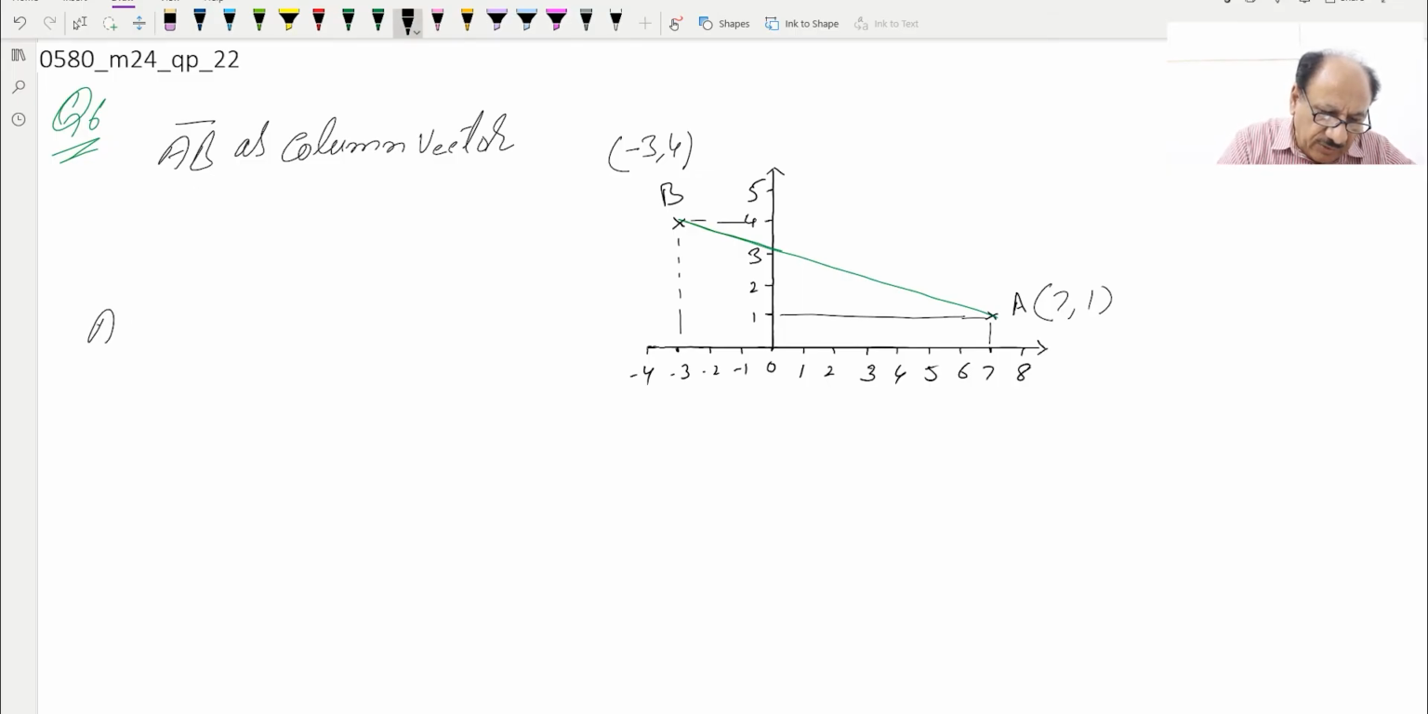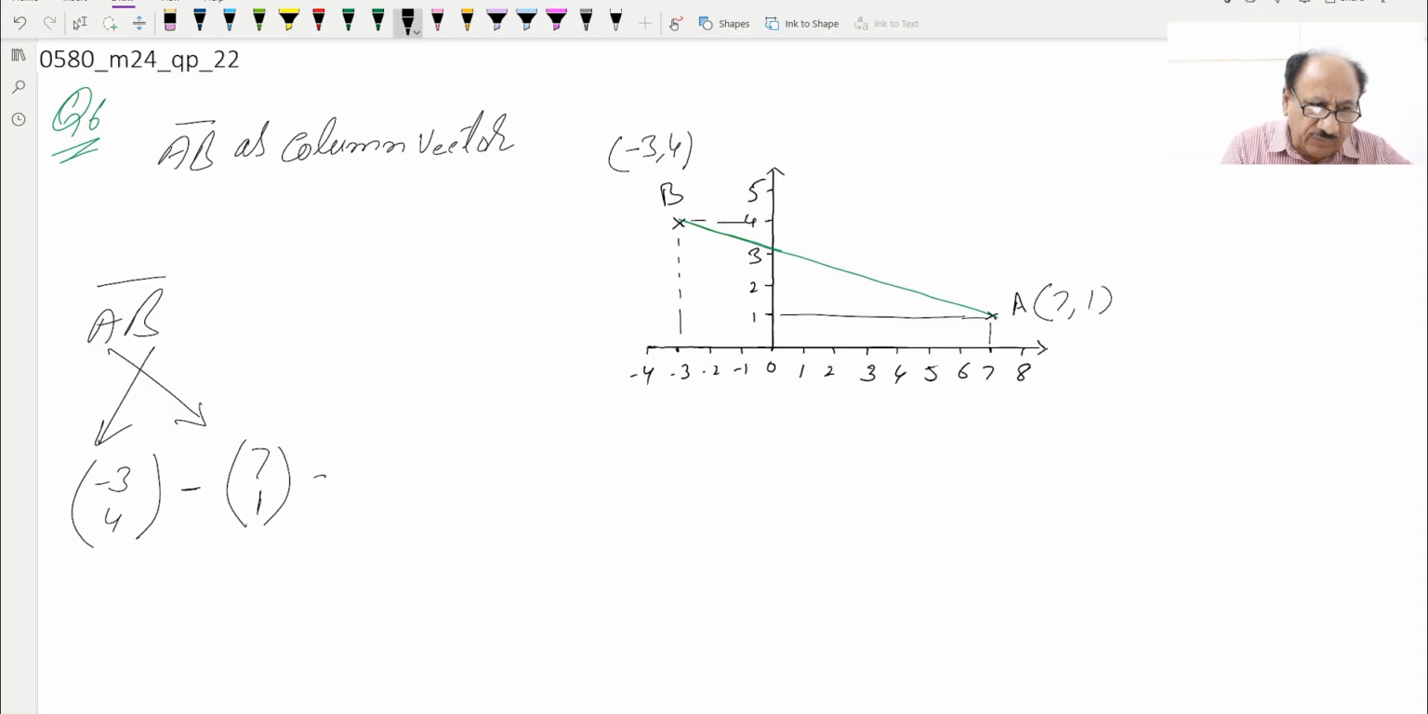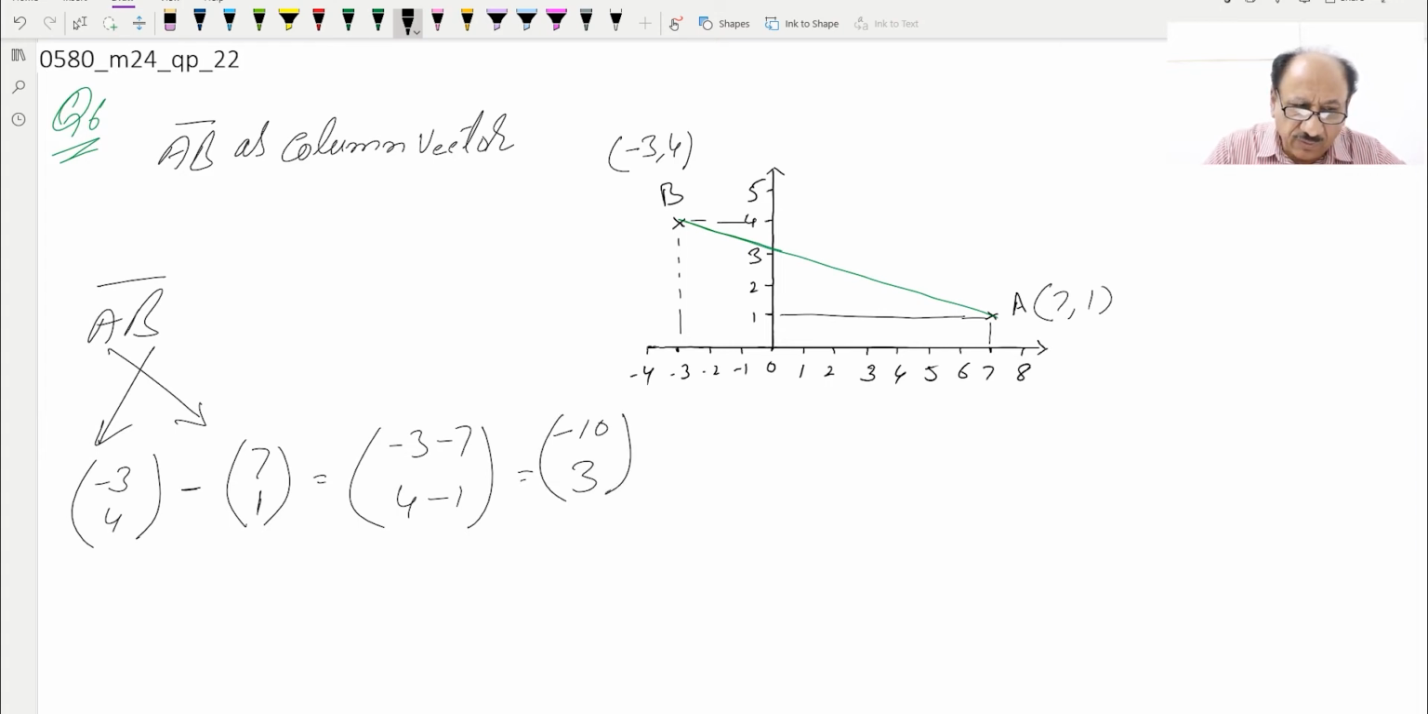Whenever they are asking for AB, keep in mind that B we have to write first. The coordinates of B are -3 and 4, and we will write them in the form of a column vector like this, and minus this second one, which we will write later, so it will be 7 and 1, and this is how we will be subtracting. So -3 minus 7, and 4 minus 1 respectively, basically these pair numbers we will be taking. So 4 with 1 and -3 with 7. So this will be -10, and this will be 3, and this will be our answer for 1 mark.